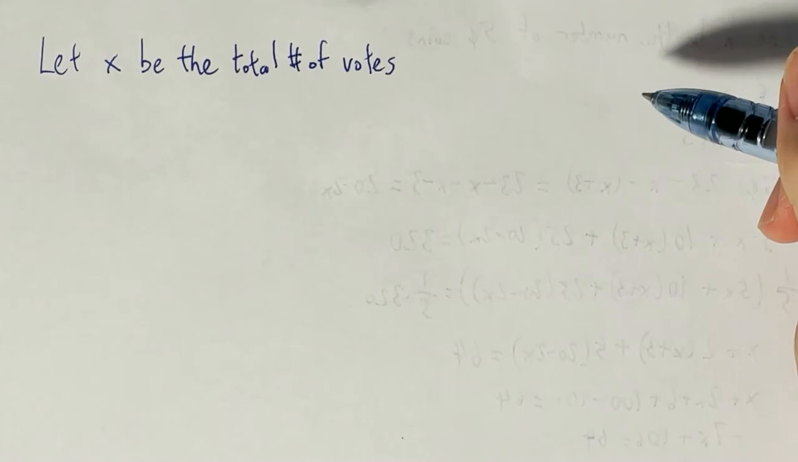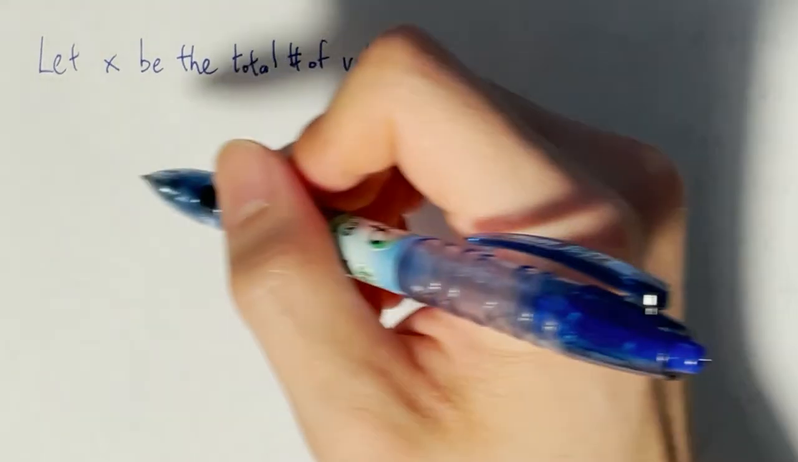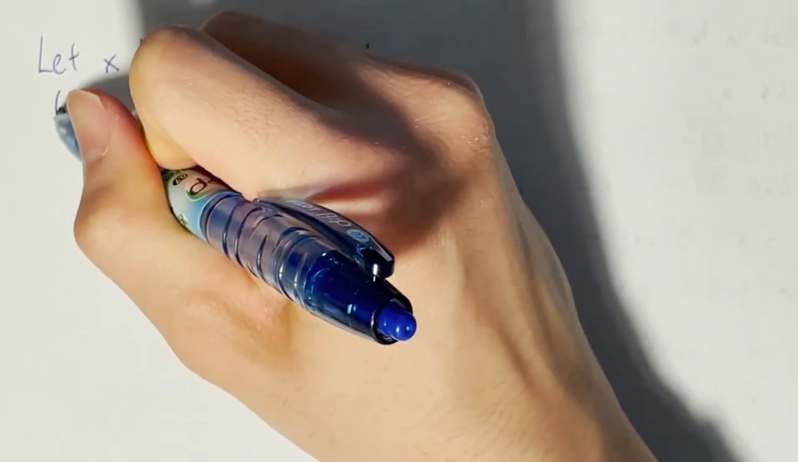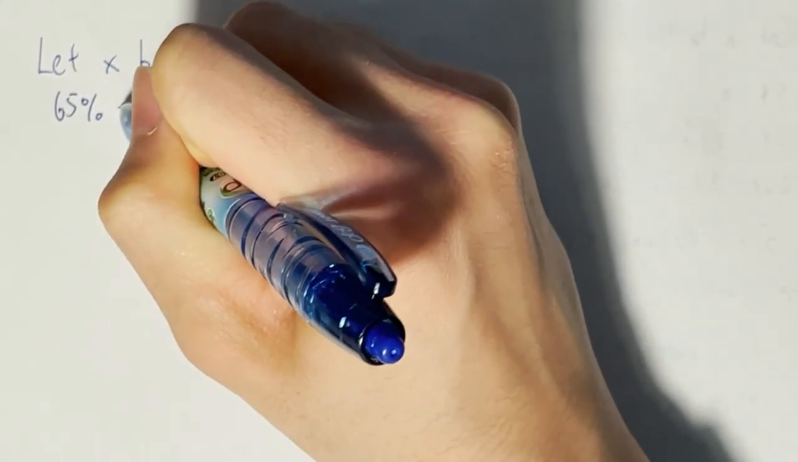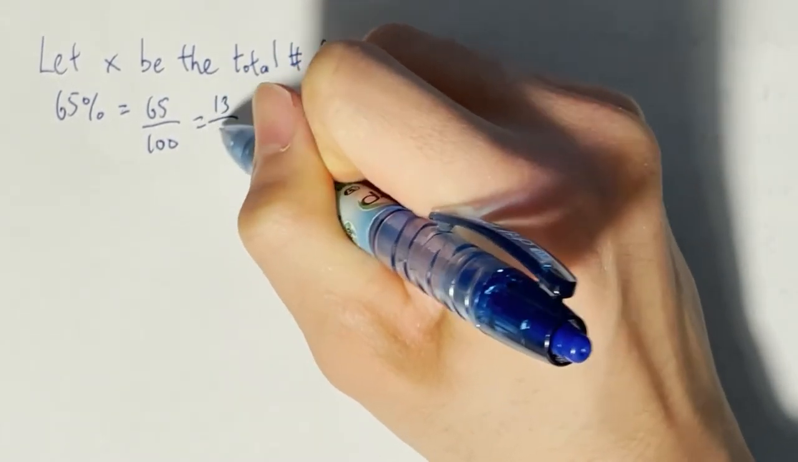We're told that 65% of the votes on the video are like votes. And as per our good practice, let's convert 65% into a fraction first. So 65% is equal to 65 over 100, which equals 13 over 20.